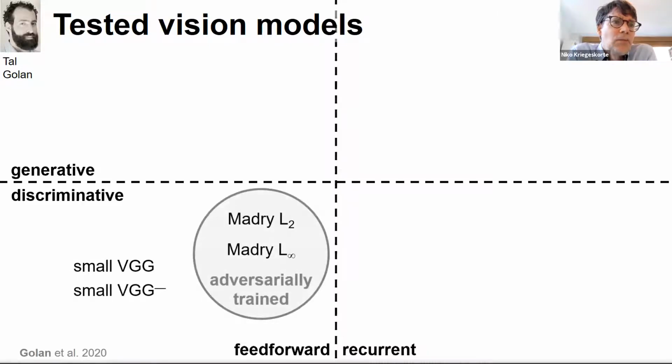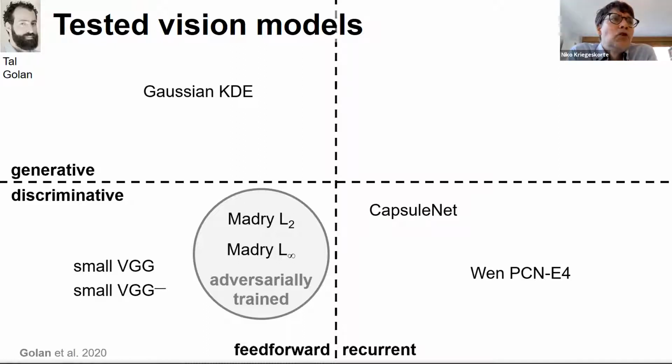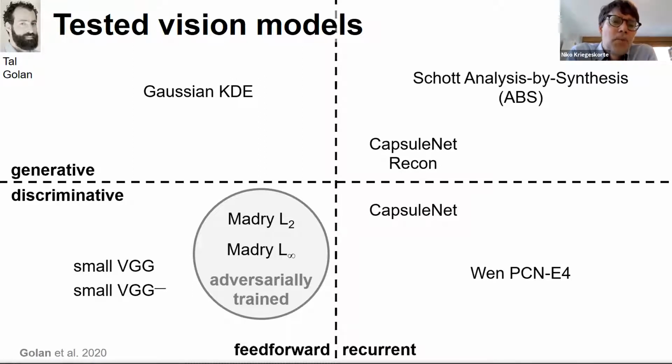So here are the actual models. Some of them were feed-forward discriminative. That's the sort of standard deep neural network categories. Some of those were adversarially trained. And then there were recurrent models that were discriminative in their inference mode. And then there were generative models where the inference was nevertheless feed-forward, just one of them, the Gaussian kernel density estimator model. And then there were recurrent models that use some kind of generative approach to perceptual inference. So that included the capsule net recon and the Schott analysis by synthesis, or Schott ABS model.